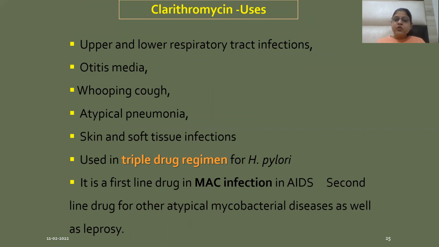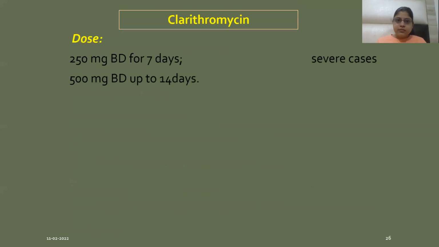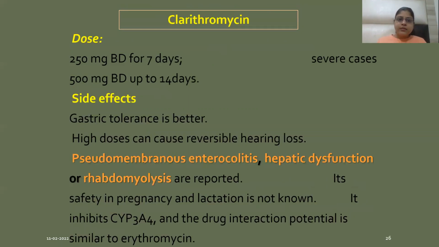It is the first line drug in Mycobacterium avium complex infection in AIDS, and it is also used in the treatment of tuberculosis, leprosy, and atypical Mycobacterium diseases. Dose is 250 milligram BD for 7 days. In severe cases, 500 milligram up to 14 days.